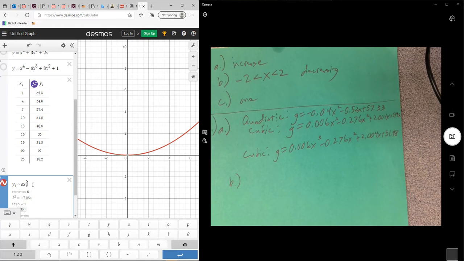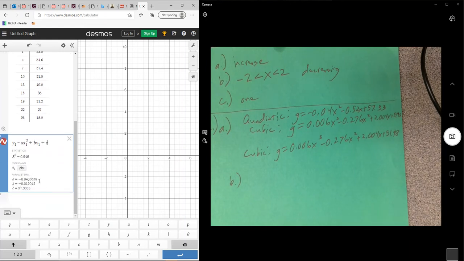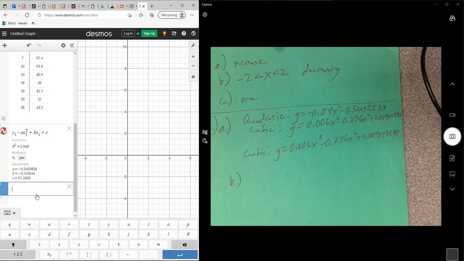Okay, now we have that, then we have plus bx1, and then plus c. Okay, now that gave us the quadratic. And as you see here, we rounded to 2 decimal places. Now we would do the cubic.